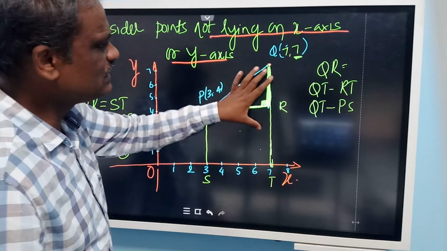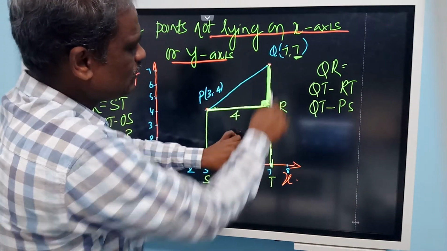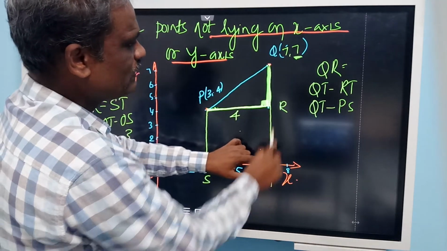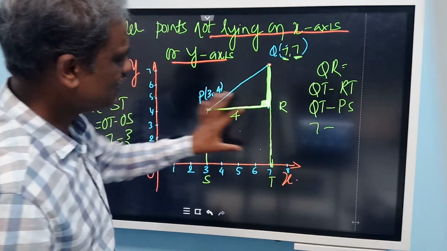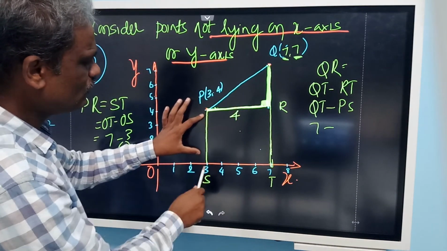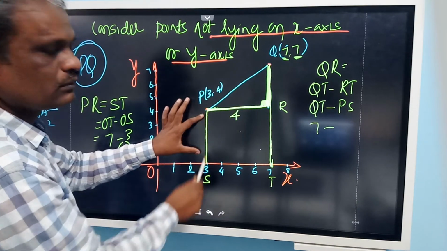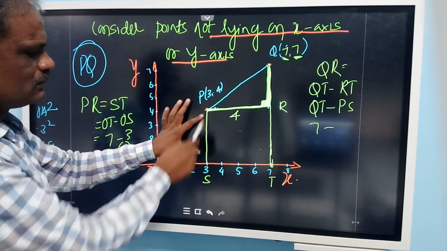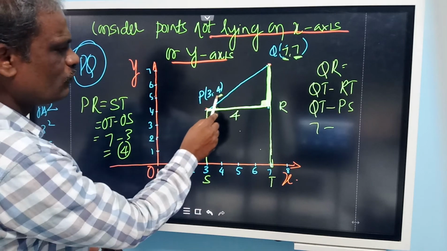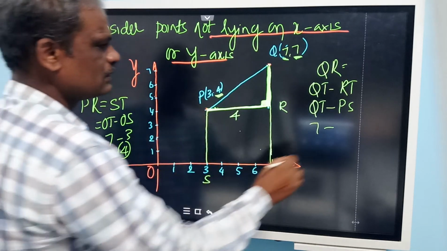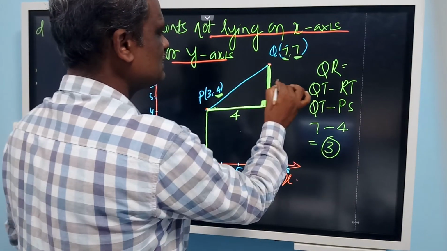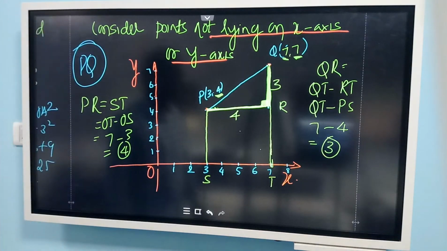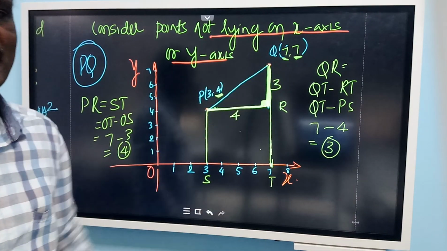So now what is this distance QT? From here to here, you already know that, 7 units. Minus this, which is the same as this one. What is this distance? From here to here, 4 units. You have moved 4 units. So subtract this one. 7 minus 4, 3. So this distance you got 3. So we are calculating the distances indirectly.